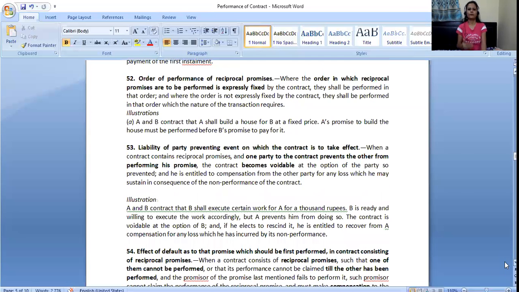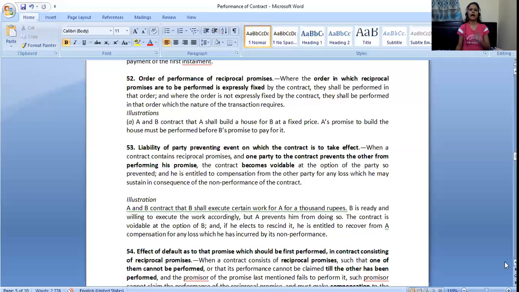Next is order of performance of reciprocal promises. What are reciprocal promises? There are multiple things involved, right? You do this, then I will do this. I will do this, then you do this, or things like that. So order of performance of reciprocal promises. If order is fixed, if I'm saying that you do this, then I will do this, then you do this, then I will do this, if order is fixed, it should be done accordingly. But sometimes it may be that order is not fixed. Then it should be performed in the way it should be, right? Accordingly only it should be done. Take for example, you hired a person to paint your house.